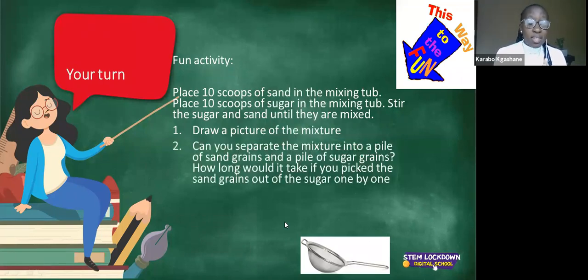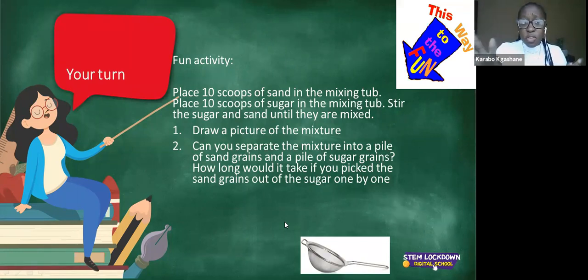Then I would like you to tell me if you can separate the mixture into a pile of sand grains and a pile of sugar grains. Now remember, you have mixed sugar and salt in a tub that you've asked mom to borrow and some sugar to use. You've mixed it all up, all right? Now you need to try and separate the sugar and separate the salt.